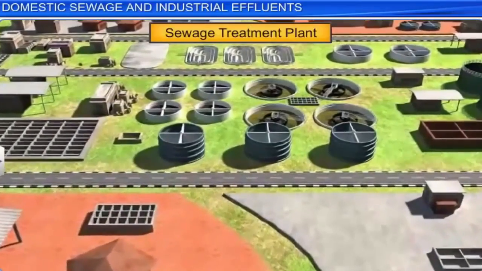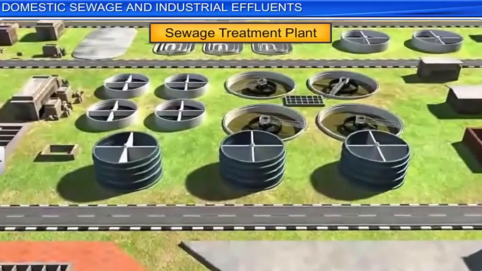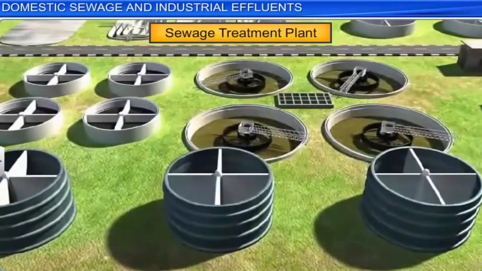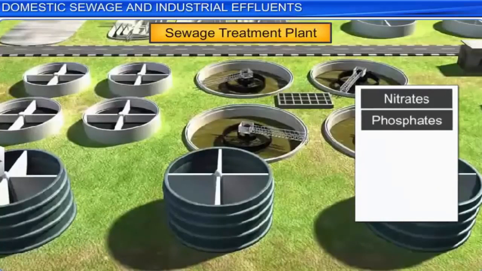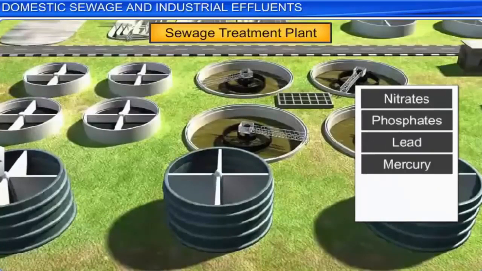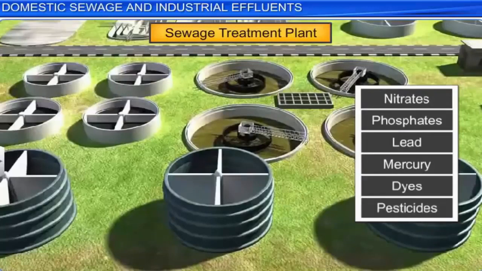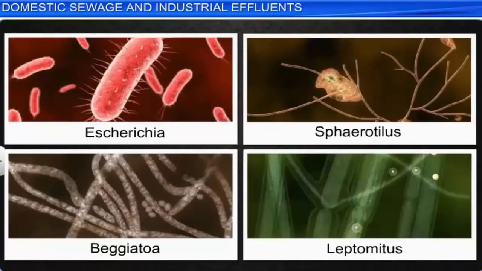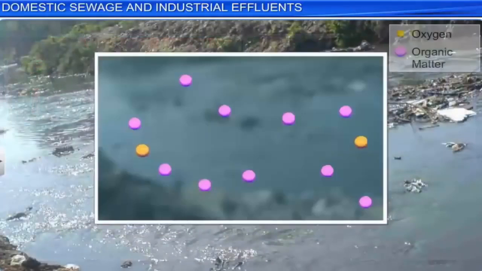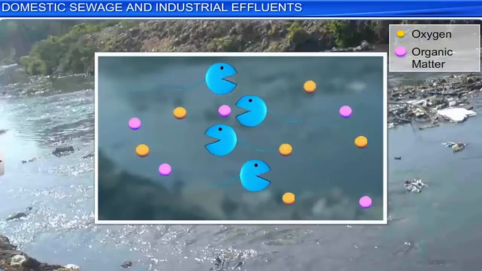Every town or city has sewage treatment plants for the removal of these pollutants before they are released into rivers or the sea. The removal of solids is relatively easy compared to dissolved salts such as nitrates and phosphates, toxic metals such as lead and mercury, and organic compounds such as dyes and pesticides. Apart from these pollutants, microorganisms also form a primary component of the sewage. These microorganisms decompose and treat the organic sewage matter by using it as a substrate to multiply.